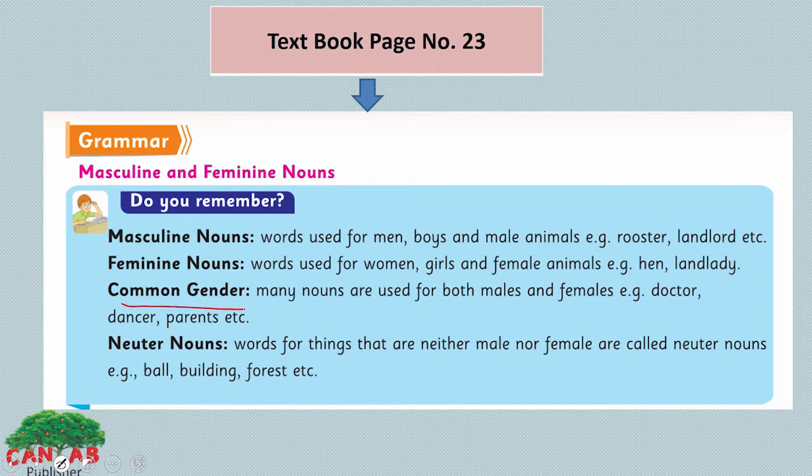Now look at the common gender here. What is the common gender? Many nouns are used for both males and females. It doesn't have any specific gender. It's a common gender, which we can use for both male and female. Like doctor, it can be used for men and women both. Dancer, parents, etc. Let me give you some examples of common nouns.